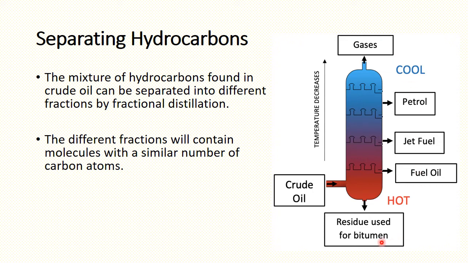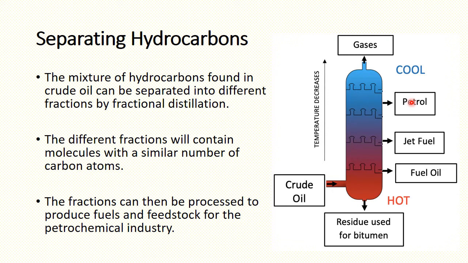Now each of those different groups we consider a fraction, and so all of the fraction that is petrol will be made up of molecules which all have a similar number of carbon atoms. Now these fractions will then be processed, and then they can either be used directly to produce fuels, like in the case of petrol or jet fuel, or they can be used as feedstock, so starting ingredients for the petrochemical industry, where we use these chemicals in order to make and produce lots of other chemicals, which we're going to come to. Right, you do need to make notes on this slide, please.